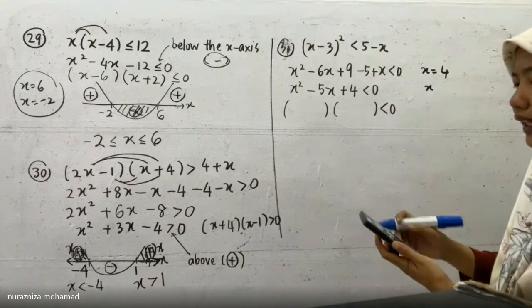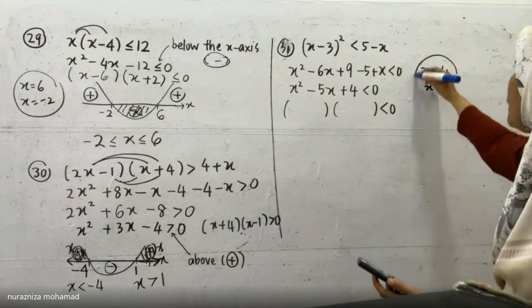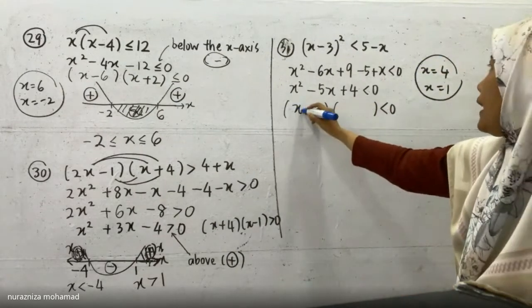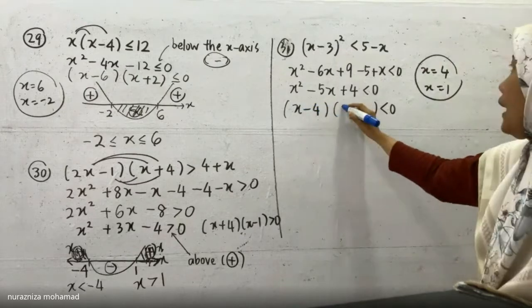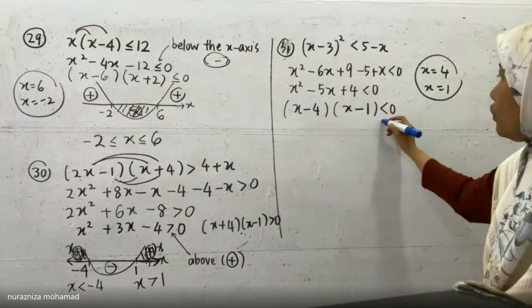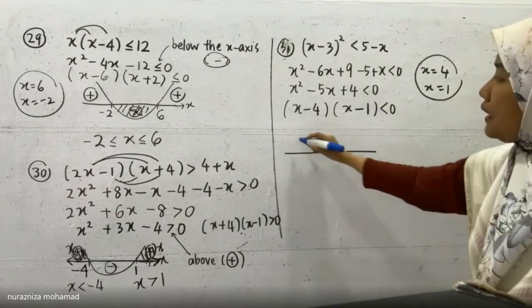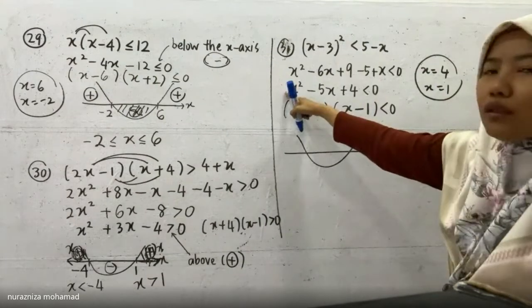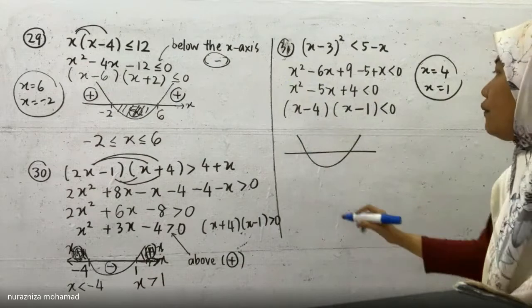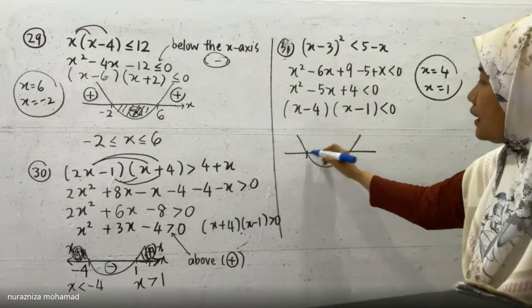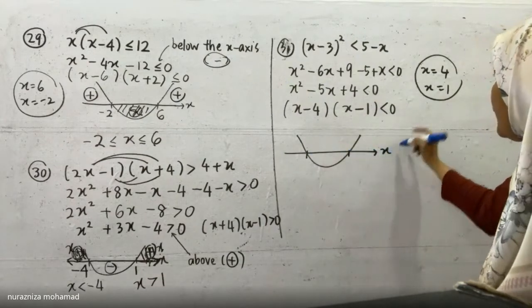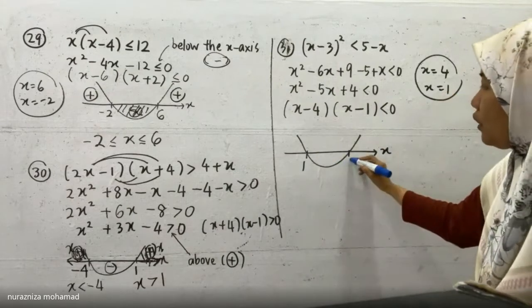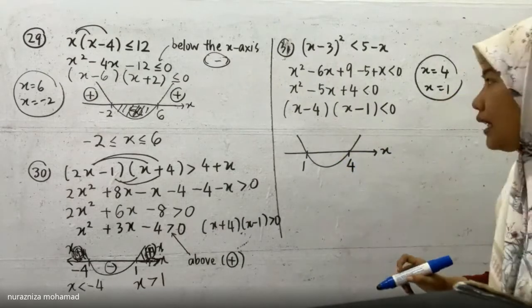The other one, x equal to 1. So now this one will be x minus 4, x minus 1. So now this is a smiling graph, because the value of A is positive. And then it cuts the x-axis at 1 and 4. So 1 will be on the left side, 4 will be on the right side.